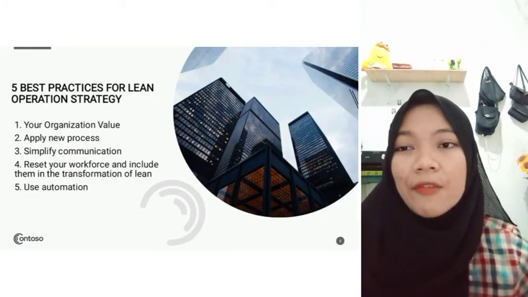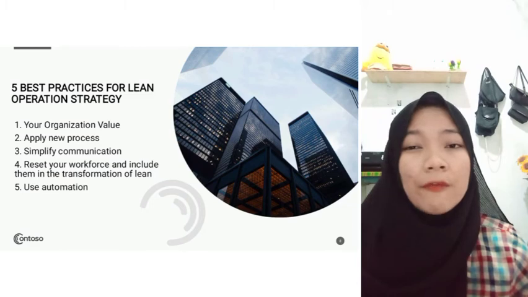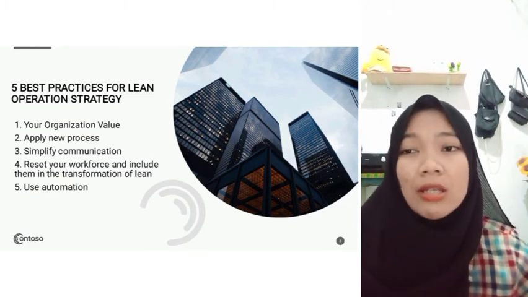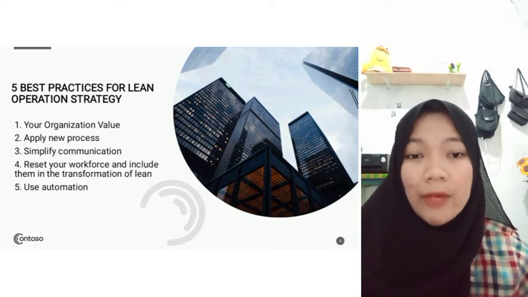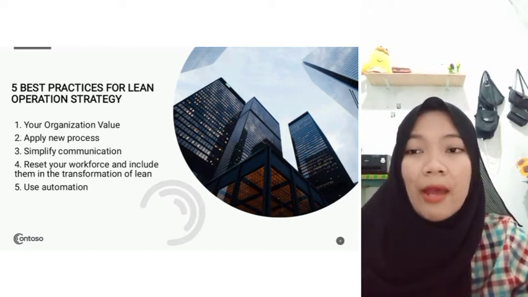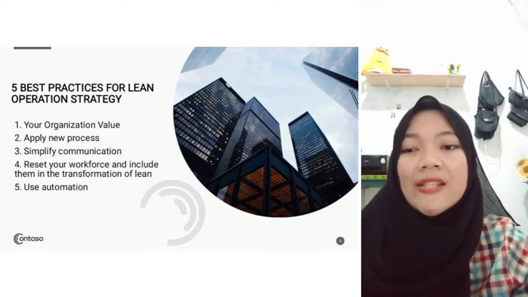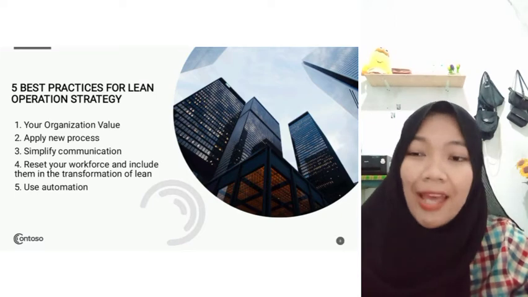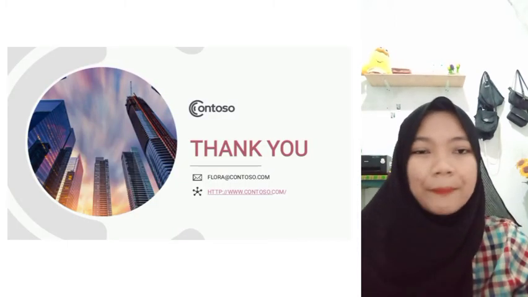Next, here are the 5 best practices to start your transformation into a lean organization and maximize performance. 1. Define your organization's value. 2. Apply new processes. 3. Simplify communication. 4. Reset your workforce and include them in the transformation to lean. And last, use automation. Okay, I think that's all for my presentation.